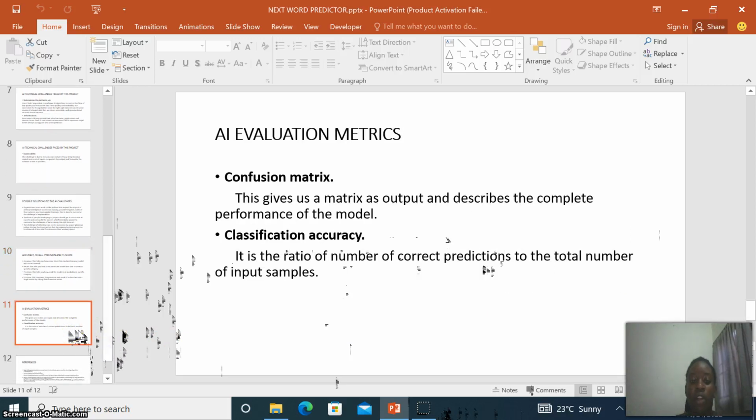So we also have artificial intelligence evaluation metrics. Here we have confusion matrix and classification accuracy. The confusion matrix gives us a matrix as output and describes the complete performance of the model. And classification accuracy is the ratio of the number of correct predictions to the total number of input samples.